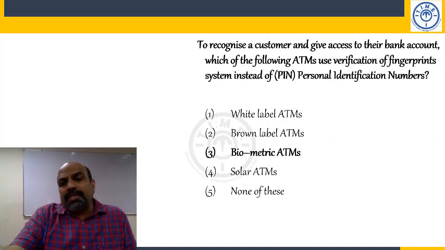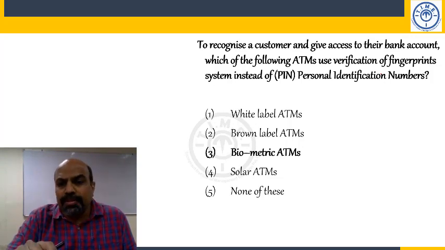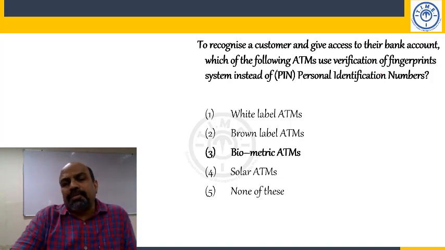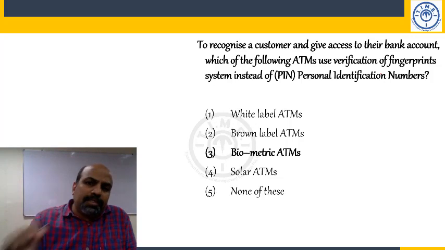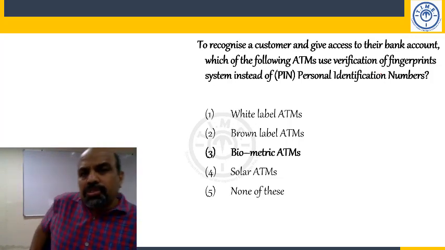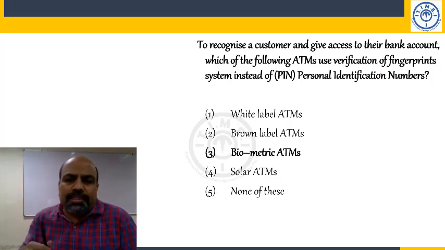To recognize a customer and give access to their bank account, which of the following ATMs use verification of fingerprint instead of PIN, personal identification numbers? Okay, biometric: you use the thumb or some kind of biometric method to access your funds or other bank account details.